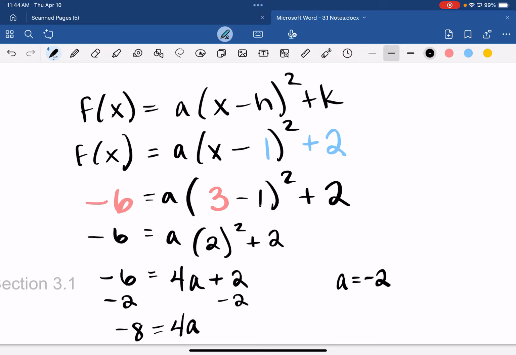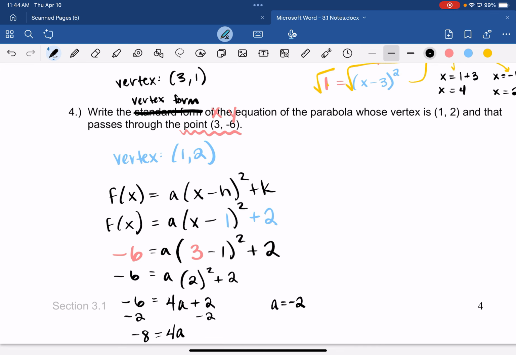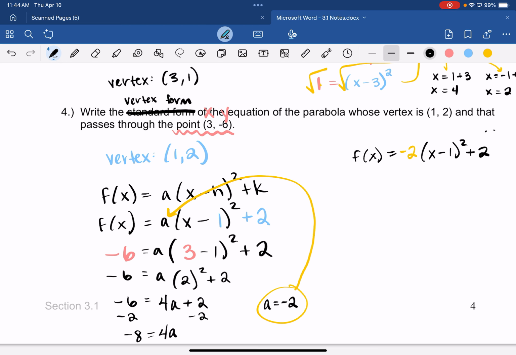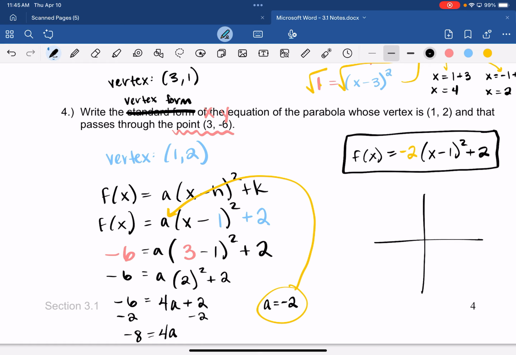Once we have A, we just go back up and plug it back into our formula where we had that A. So we had f of x equals negative 2 times (x minus 1) squared plus 2. That's our vertex form. Let's graph it. Graphing a sketch.